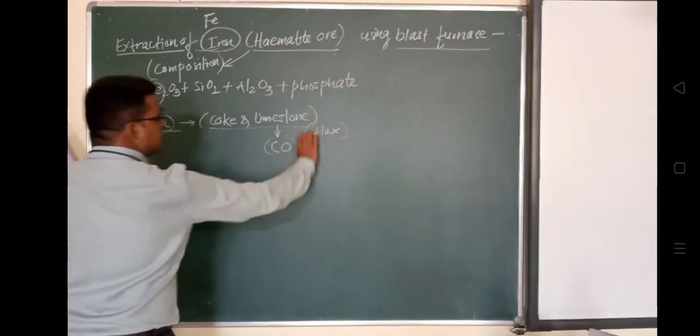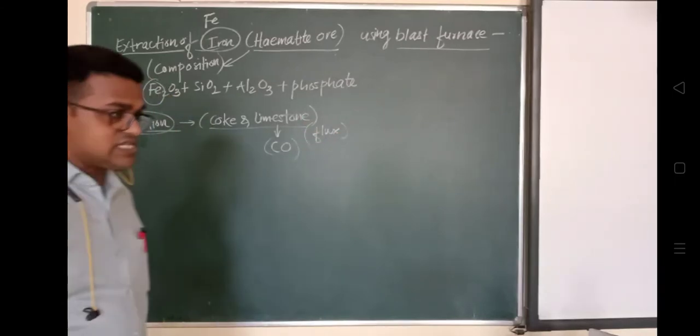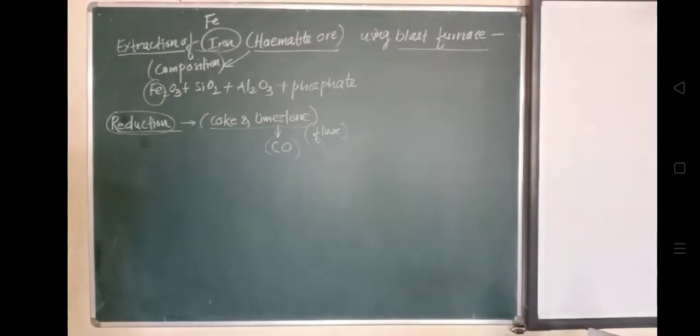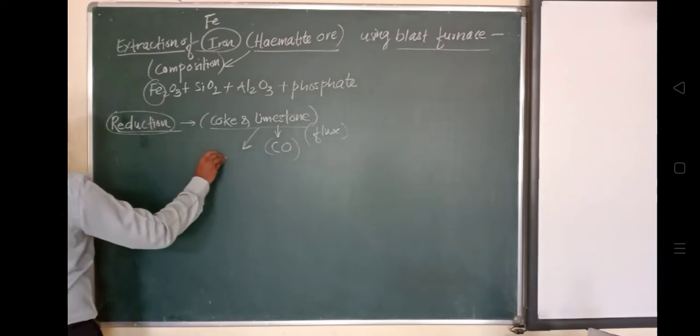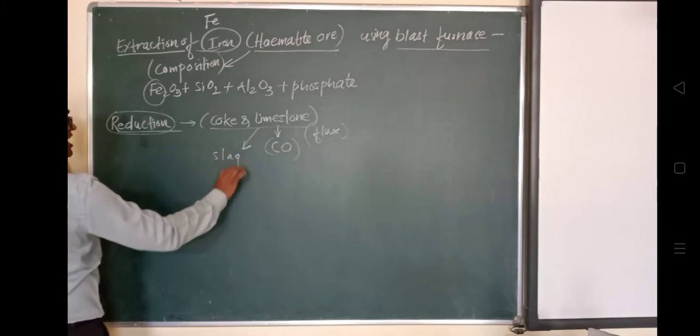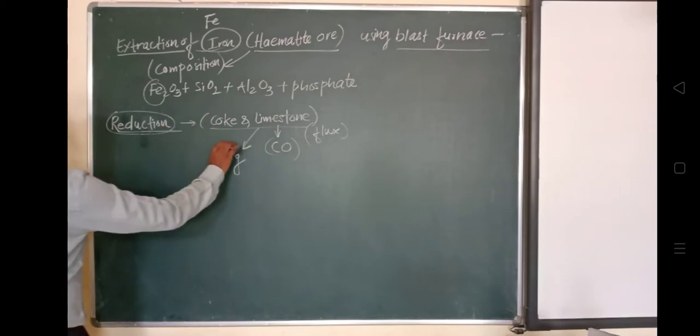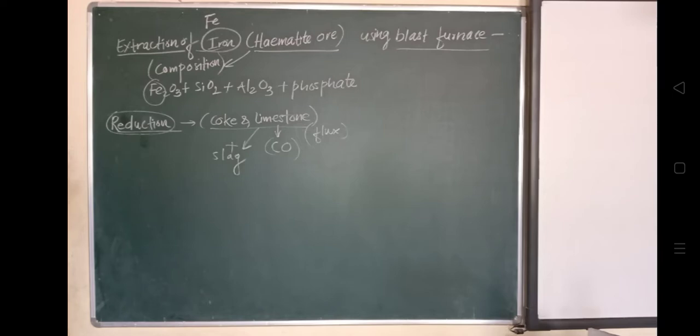Flux is what we can say the composition. It combines with the gangue material to form a molten slag. अभी ये जो limestone है, इसमें impurity जो present है, impurity, what we can say, as a slag, उसके साथ वो combine हो जाएगा. So it combines with the gangue material to form a molten slag. The slag will be formed.